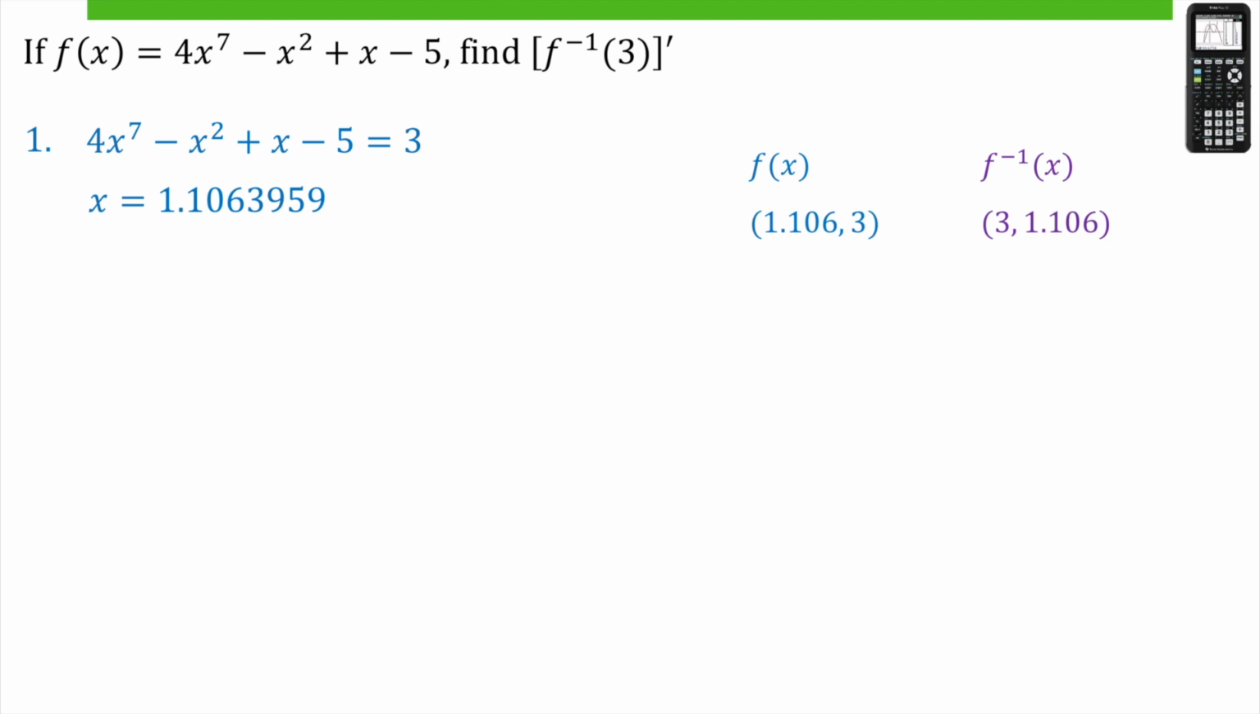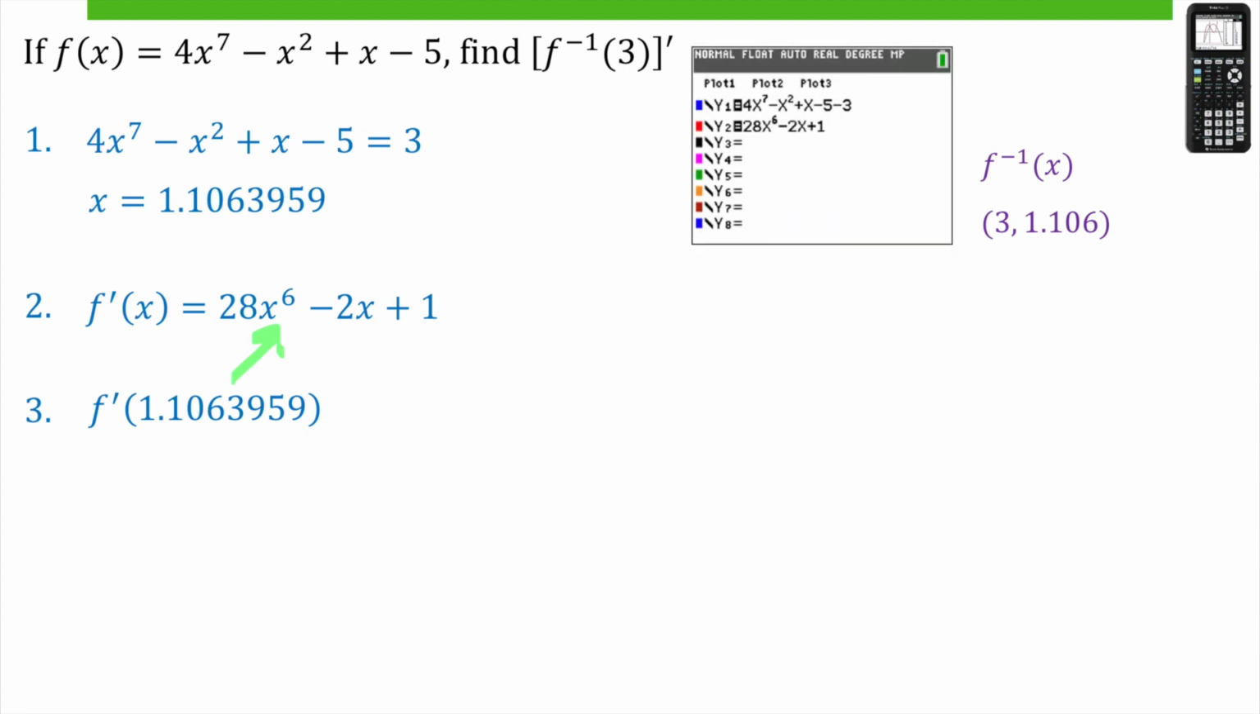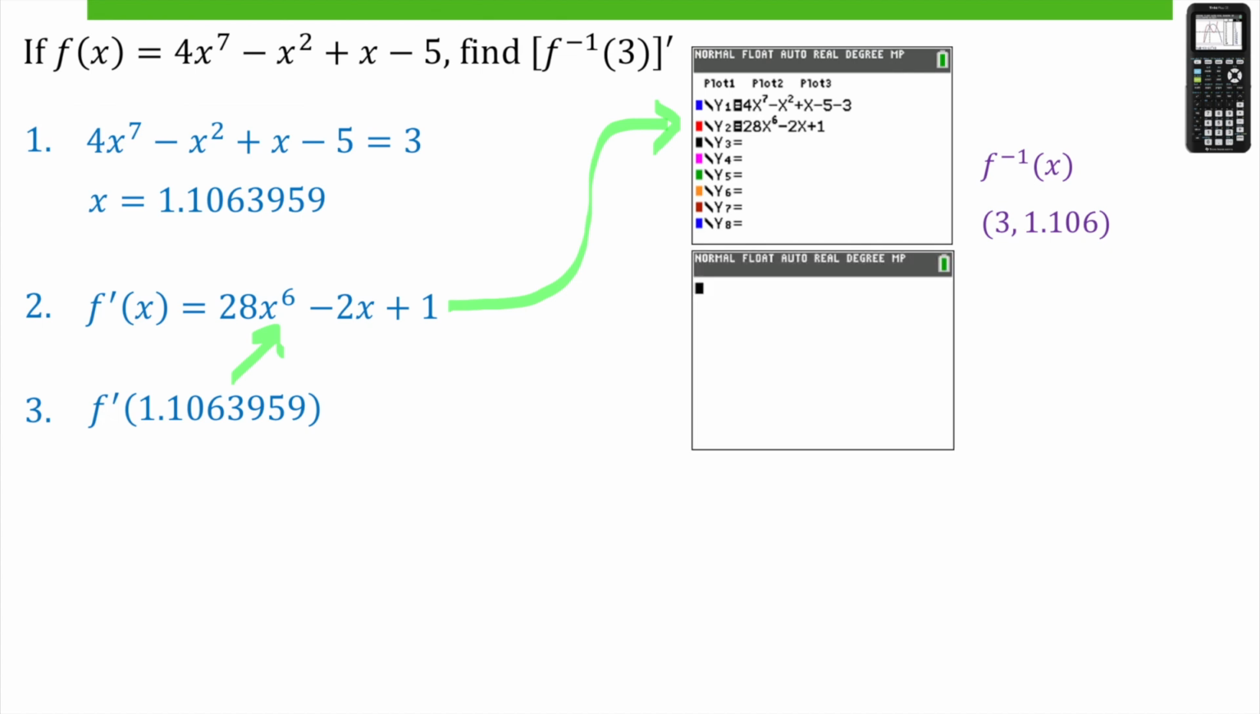Now we need to find the slope of the original function. So we take the derivative, 28x to the 6th minus 2x plus 1. And then we need to evaluate that derivative at 1.1063959. Now again, you don't want to do that longhand. So grab your calculator again, go back to the equation editor and stick the derivative into the y2 line. Then get back to the main screen.